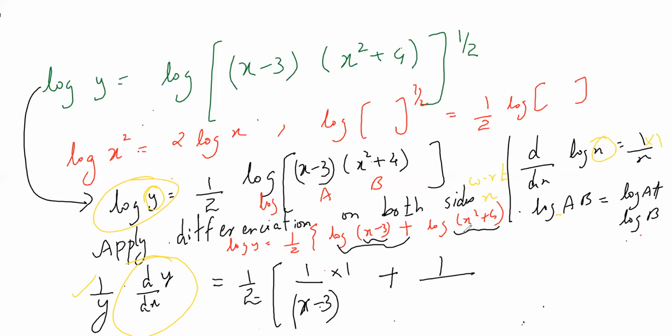Correct? 1 by what? X square plus 4. Because differentiation log x is what? 1 by x square plus 4. Now x square differentiation is what? Which x square we are talking about? This x square. That is 2x. So I'm just going to multiply this with what? 2x. And 4 is 0. Is it clear, guys, up to this? Is it clear? I multiplied by 2x because differentiation of x square is what? D by dx of x square is what? 2x. That's all.